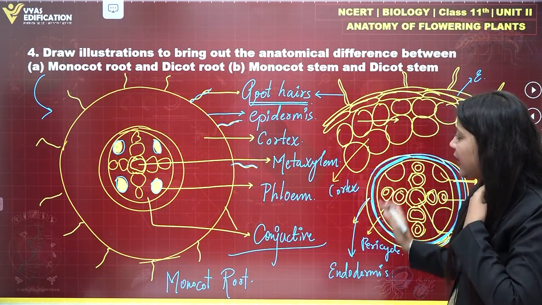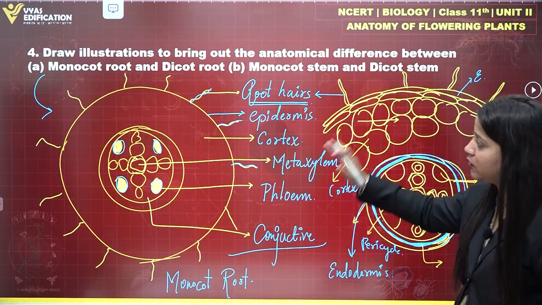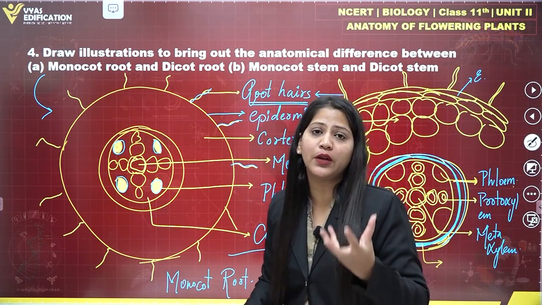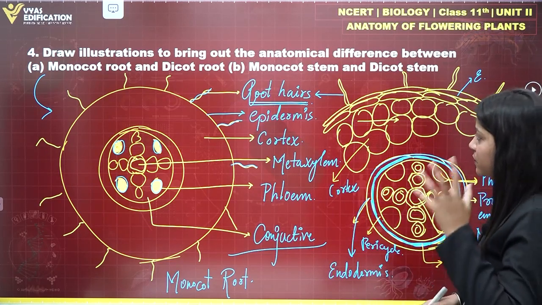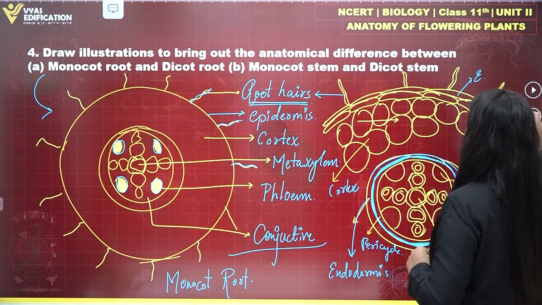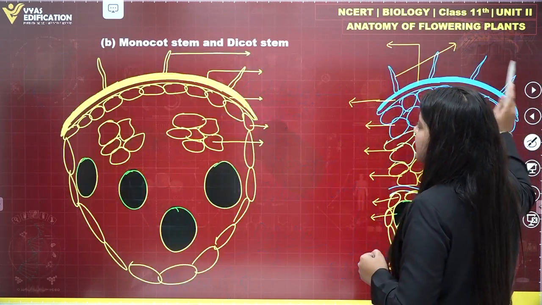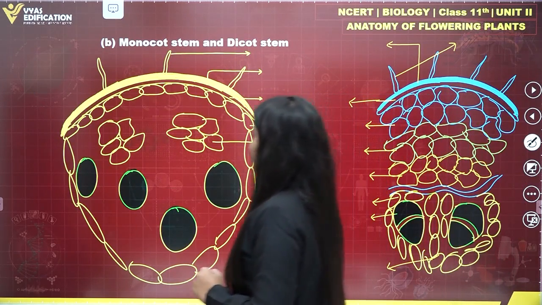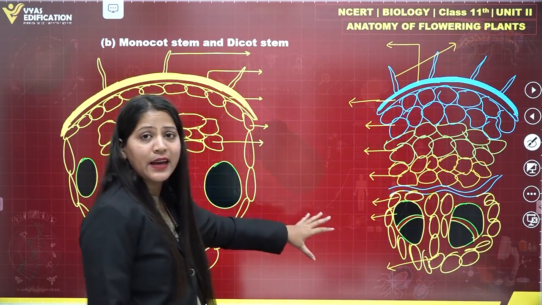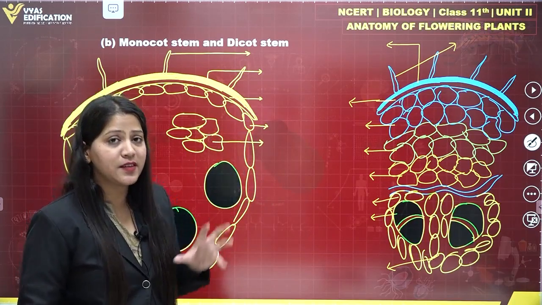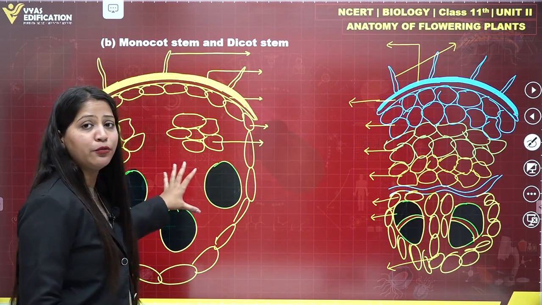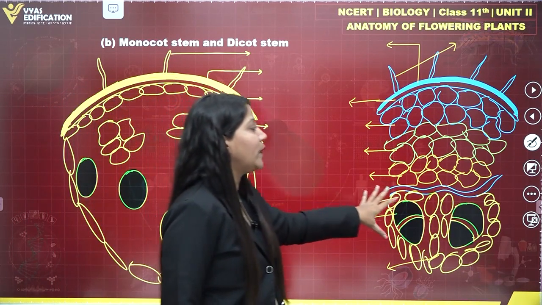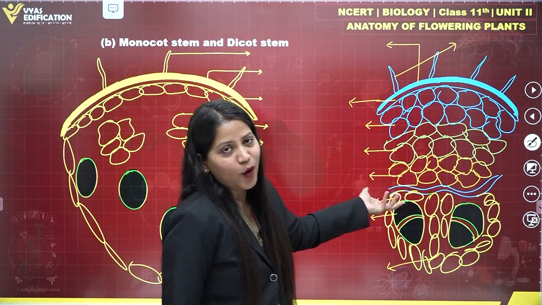This is the basic difference between these. Now we have labeled both these diagrams of monocot root and dicot root. Now we are moving on to the next diagram which is depicting monocot stem and dicot stem. Here you can see these are the diagrams. Both the diagrams are of the anatomy of stems, monocot and dicot. This one is representing the monocot stem and this one diagram is representing the dicot stem.